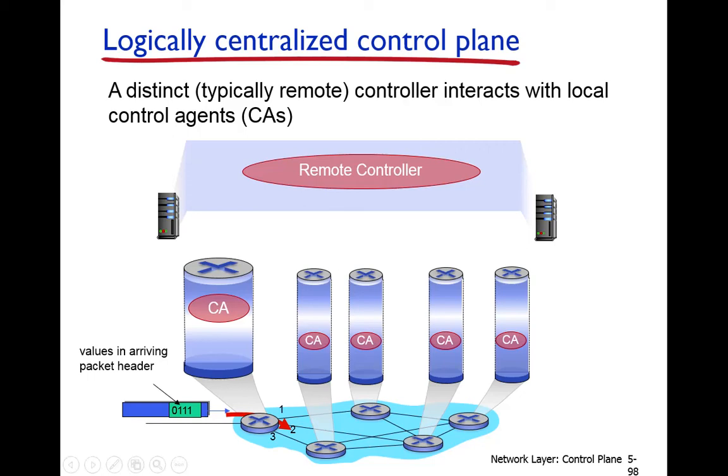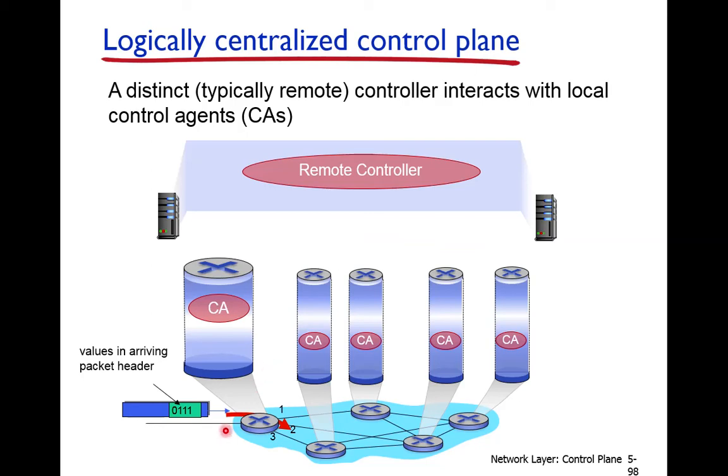In SDN, each switch is connected with the controller, and each switch communicates with the controller by using a protocol. Normally the OpenFlow protocol is used. OpenFlow is a standard, open source protocol. So the OpenFlow protocol is used for the communication between the switch and the SDN controller.